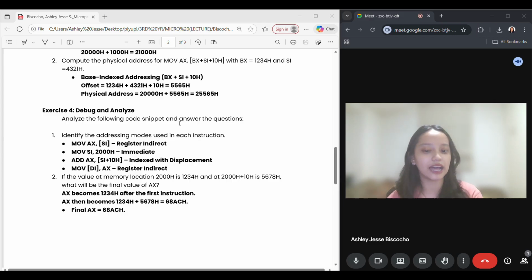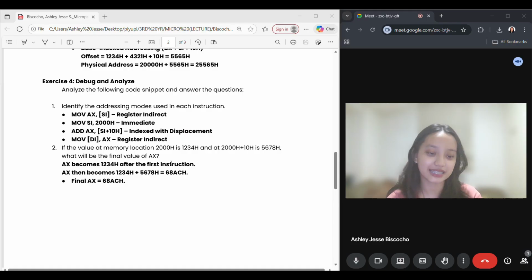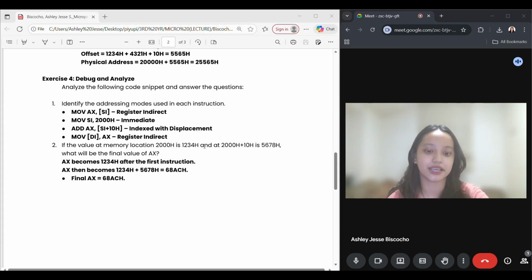Then the instruction ADD AX, [SI+10H] uses index with displacement addressing. Then finally, MOV [DI], AX uses register indirect addressing. Given the data in memory, 1234H at 2000H and 5678H at 2000H plus 10H, the resulting value of AX becomes 1234H after the first instruction and then becomes 68ACH after adding 5678H.